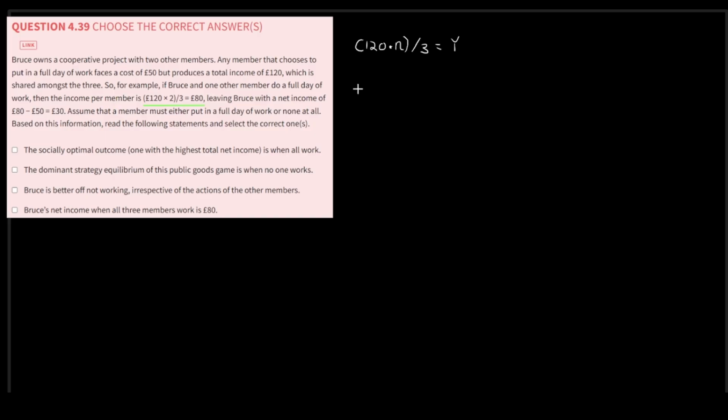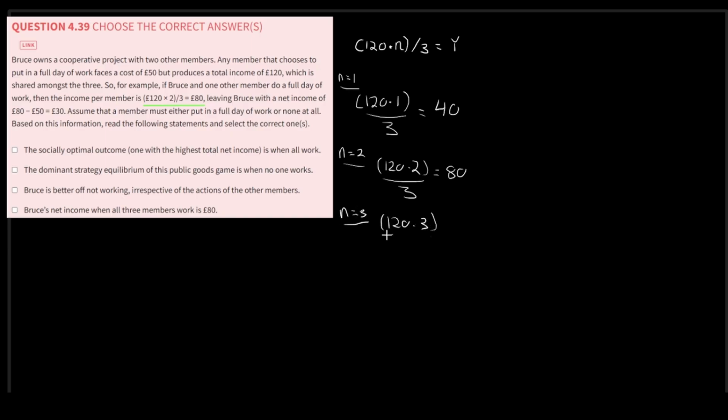So if we start off, if we have n of 1, so only Bruce shows up to work, well, we would have 120 times 1 divided by 3. So 120 divided by 3, that's going to be $40 worth of income. If n is 2, well, then we have 120 times 2 divided by 3. Well, that gives us what we just had in the question of 80. And then finally, if we have 120 times 3 divided by 3, let's again, n equals 3.